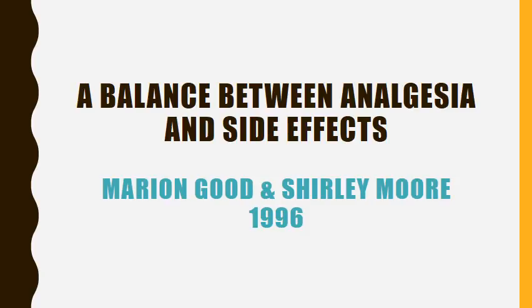The acute pain management theory is a middle-range theory with a physiological focus on pain and its balance between analgesia and side effects. The theory was developed by Marion Good and Shirley Moore in 1996.